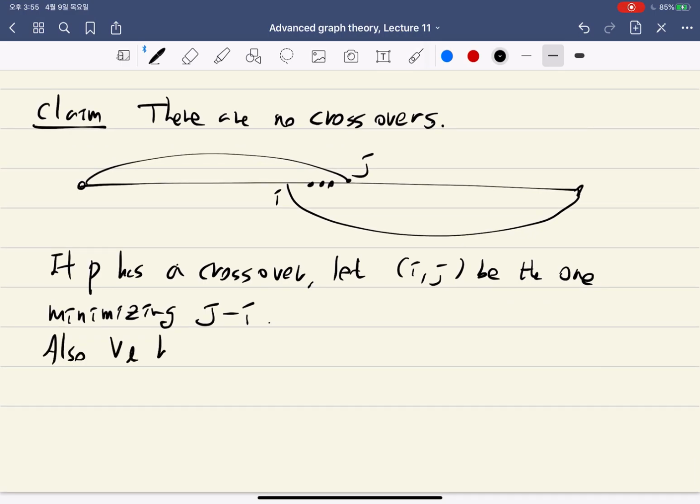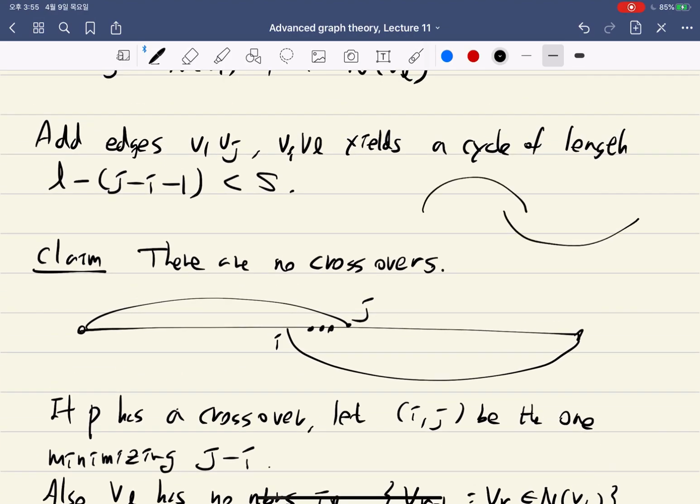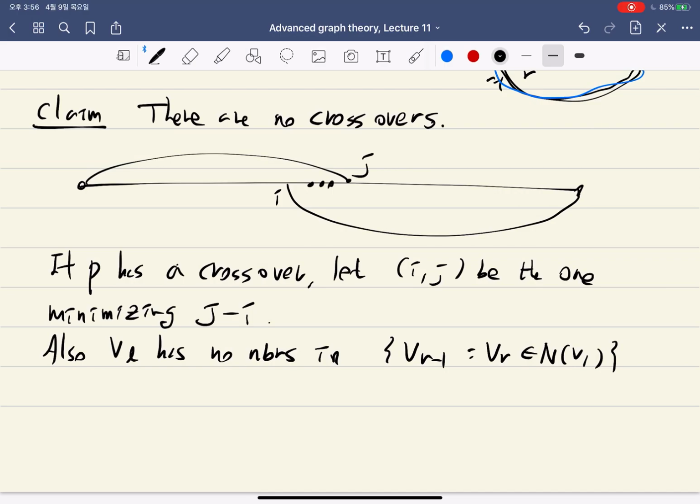Also, this PL has no neighbors in, say, PR minus 1, where PR is a neighbor of P1, because if that's the case, this is R minus 1. This together with the connectivity is a longer cycle. So that's a contradiction to taking the longest cycle P.